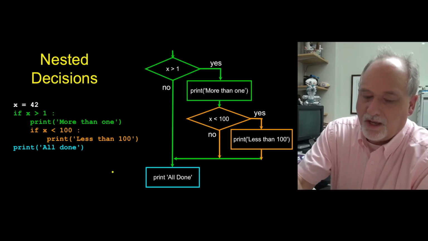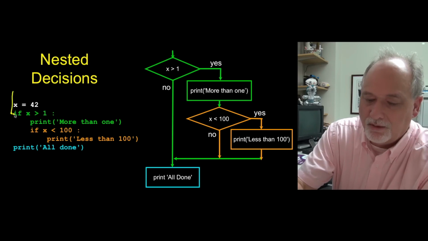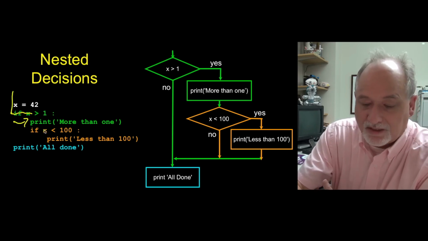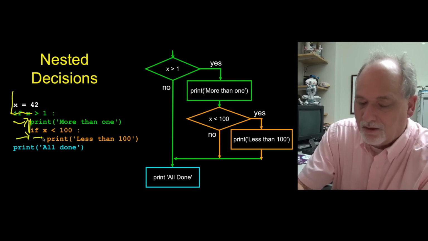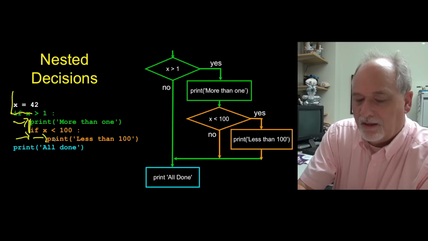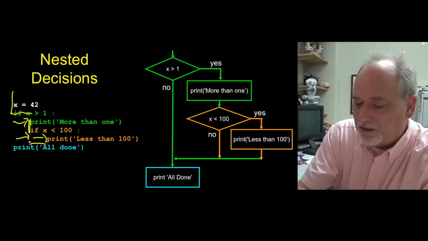And so here we have x equals 42. If it's greater than 1, we indent 1, and then with this next thing we do, these are at the same level of indent, but now we see an if, and it has to indent further. So this is like 2 in, 8 spaces, and then we de-indent back. Actually, we de-indent back 2.